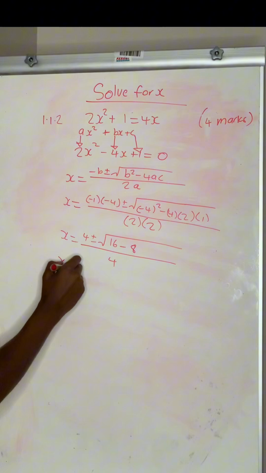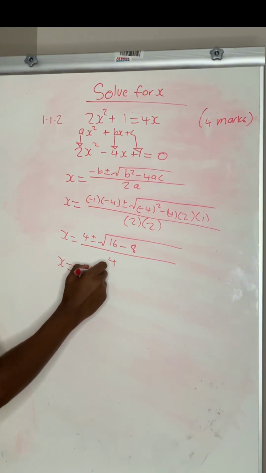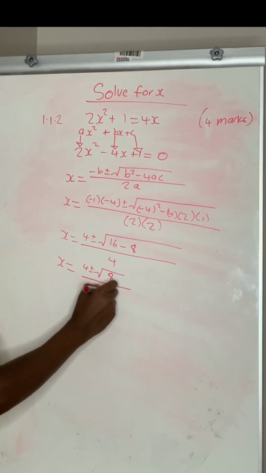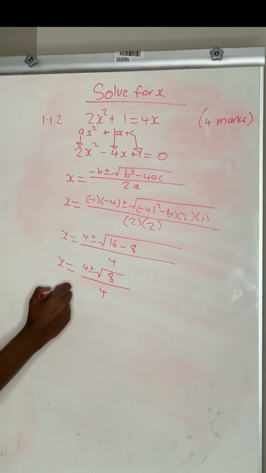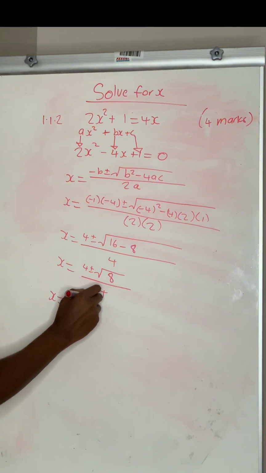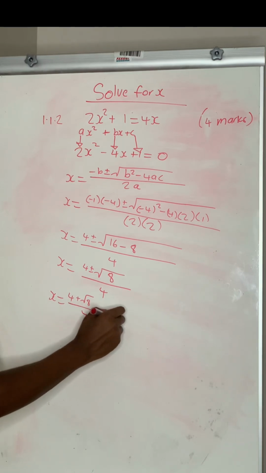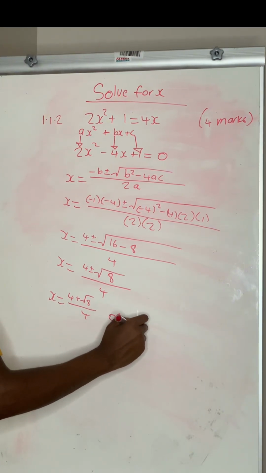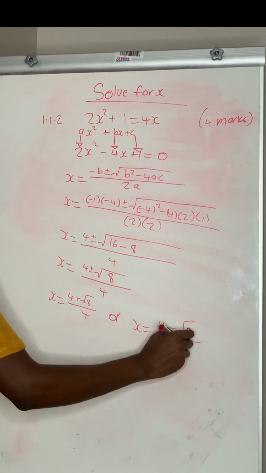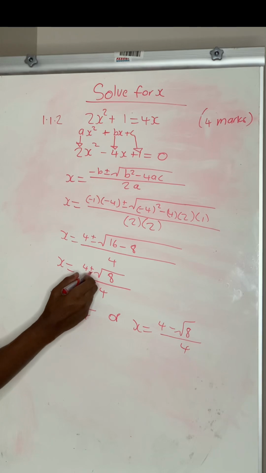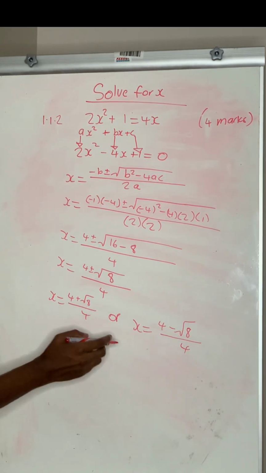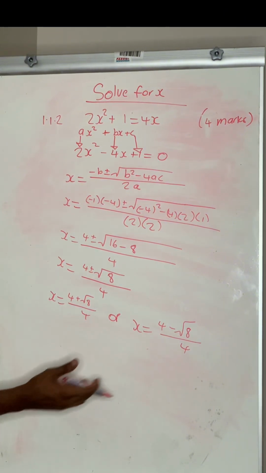And then x is equal to 4 plus minus the square root of 16 minus 8, that is 8, and then divided by 4. From here we can now say x is equal to 4 plus the square root of 8 divided by 4, or x is equal to 4 minus the square root of 8 over 4. Because even when you look at the formula, it's plus or minus, so we've simply separated the two. Then from here you can use your calculator to find the decimal form of these answers.